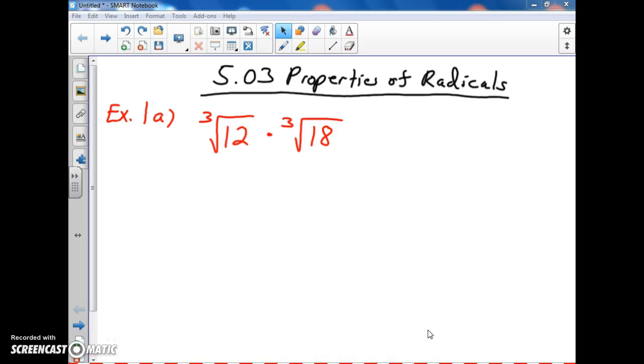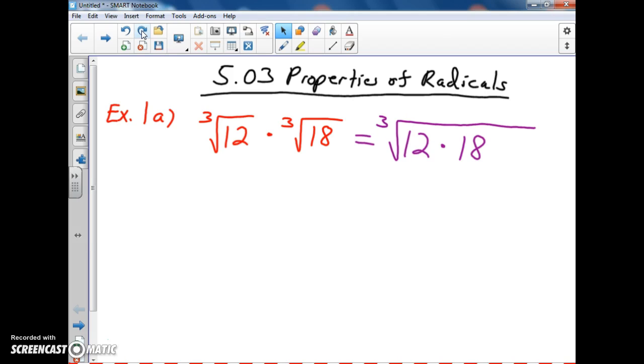All right, here we go. This is example 1A on section 5.03. The cube root of 12 lives in the cube root house. The cube root of 18 lives in the cube root house. Can they both live in the same house? Yes. They're both going to live in the same house, like that.